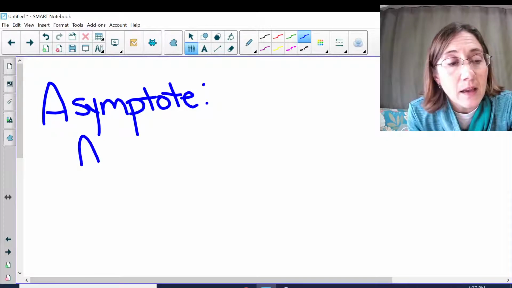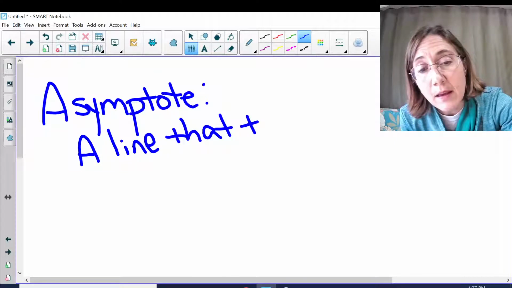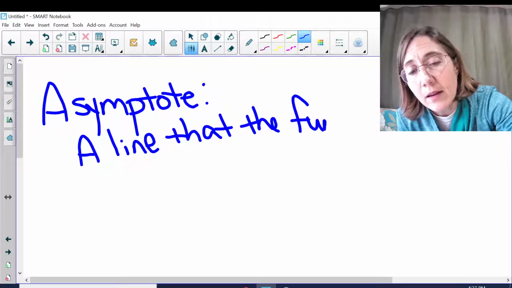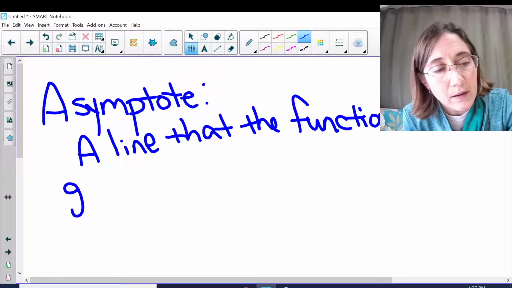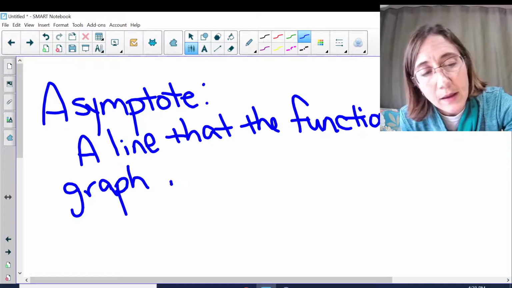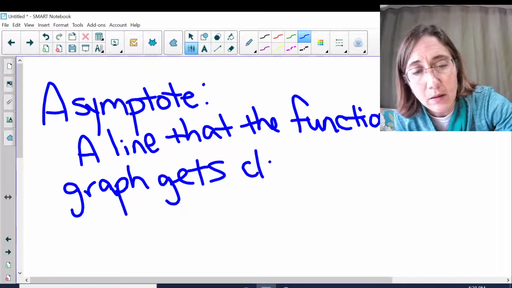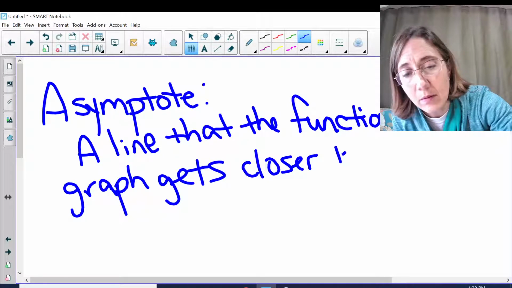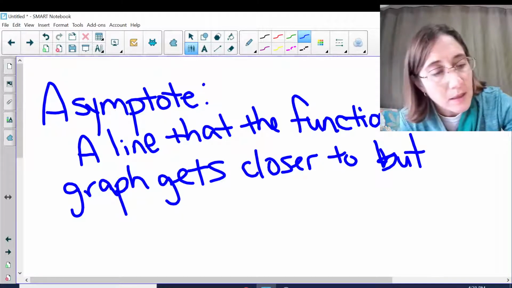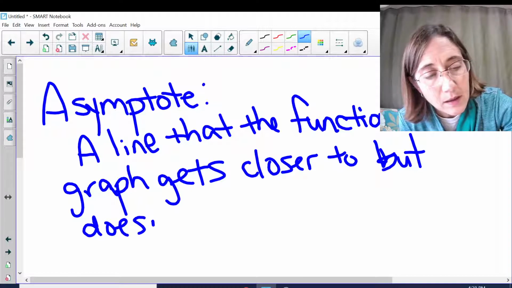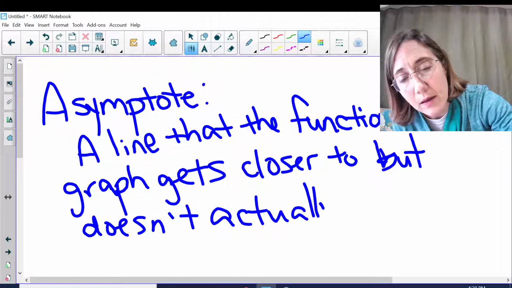And it is a line that the function's graph gets closer and closer to, but doesn't actually touch. But doesn't actually touch.